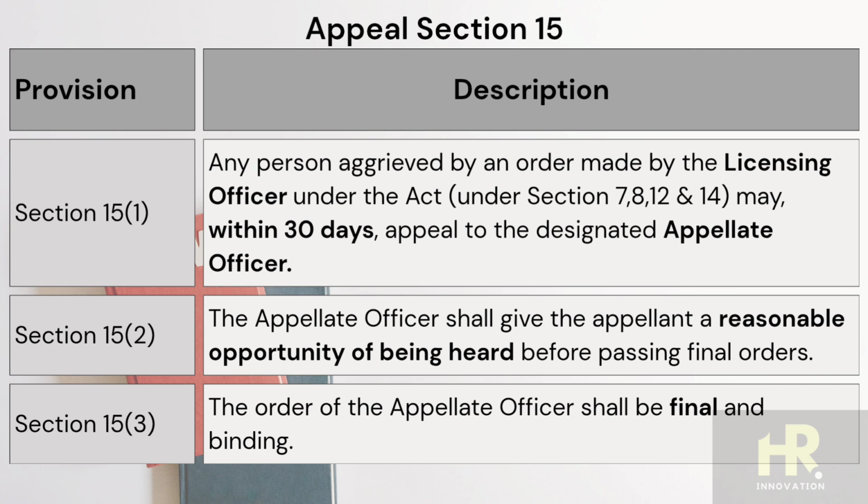Section 15. 2. Fair hearing. The appellate officer must give the person a reasonable opportunity to be heard before making a final decision. This ensures fairness and justice. Section 15. 3. Final decision. Once the appellate officer passes an order, it becomes final and binding. No further appeal is allowed under this act. Here's a quick recap. If you are unhappy with an order under Sections 7, 12, or 14, you can appeal.